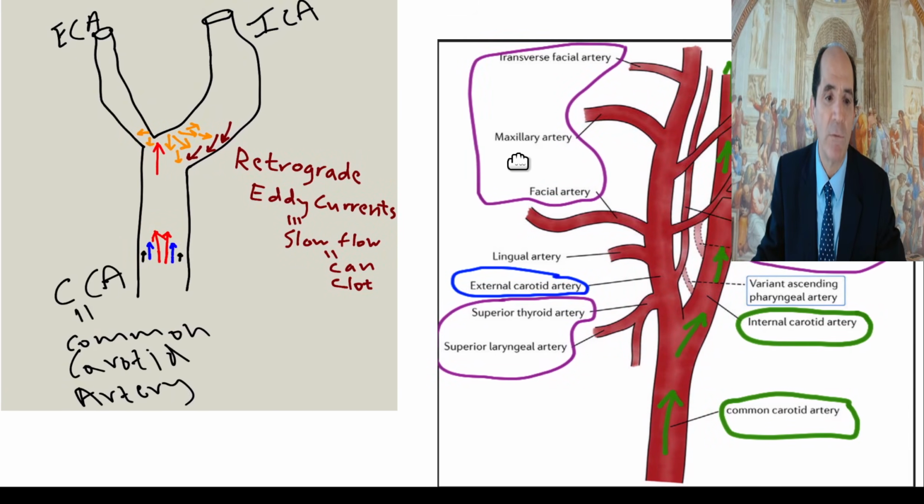Okay. When the blood flow comes up from the heart, it comes up in the common carotid artery, bounces against the median divider. External carotid artery, ECA, goes to the face. ICA goes up to the brain.